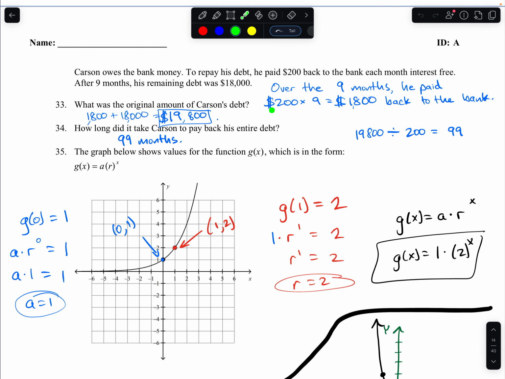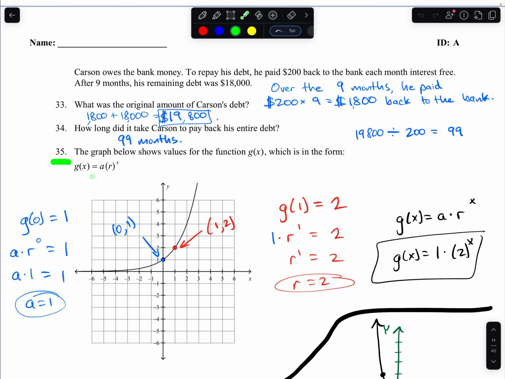Okay, well, he paid $200 a month for 9 months. That means he paid back $1,800, and he still owes $18,000. So if you add those up, that means he started out owing $19,800. If you take that initial debt, that starting amount that he owed, divided by the $200 he pays each month, we'll be left with 99 months. It takes Carson 99 months to pay off his entire debt.